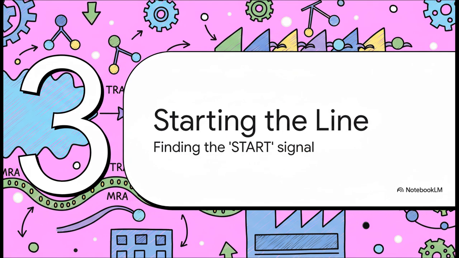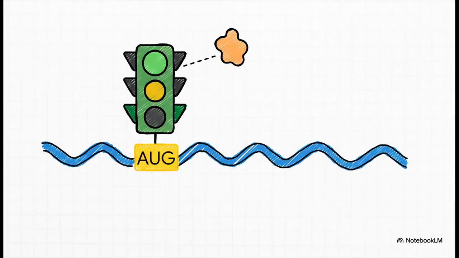Okay, so our crew's here, the factory's ready to go, but where do they start? You can't just start building anywhere. That's where the first stage, called initiation, comes in. You know, it's funny. Every single protein blueprint, for every protein, starts with the exact same instruction, the start codon, AUG. It's the universal green light. It doesn't just say, start building here. It also calls for the very first amino acid in the chain, one called methionine.